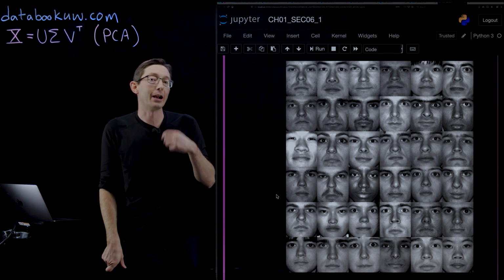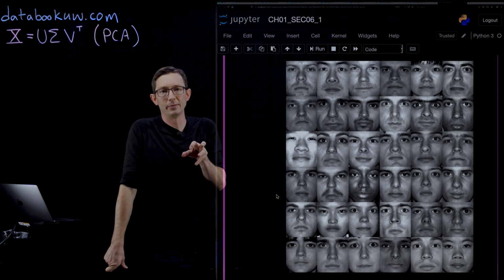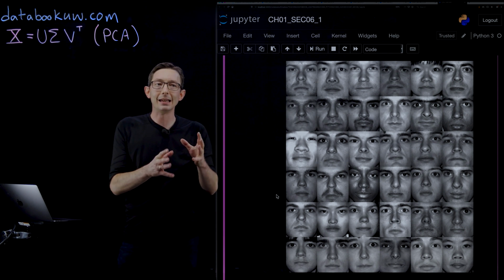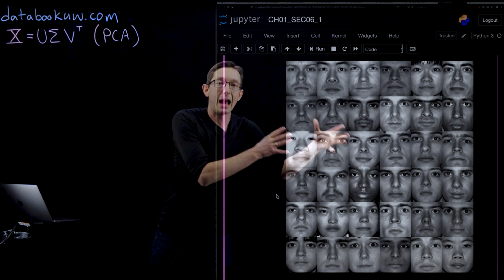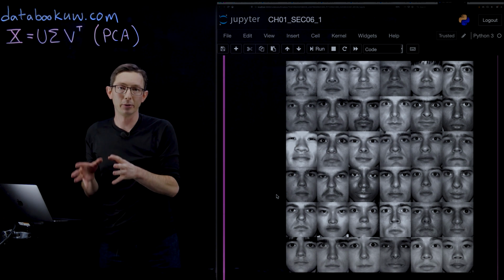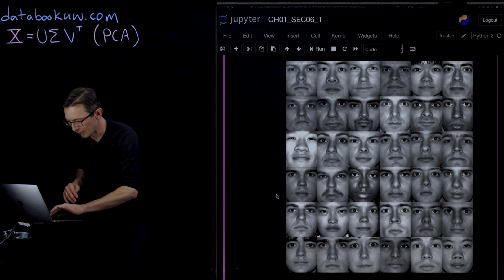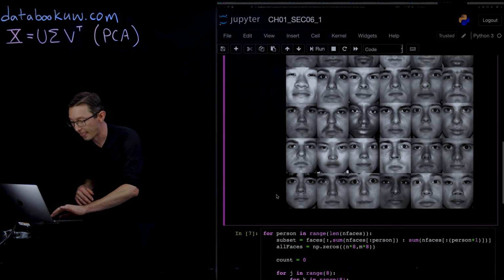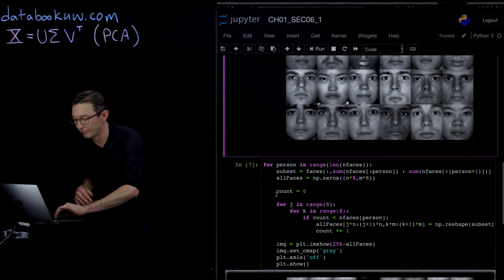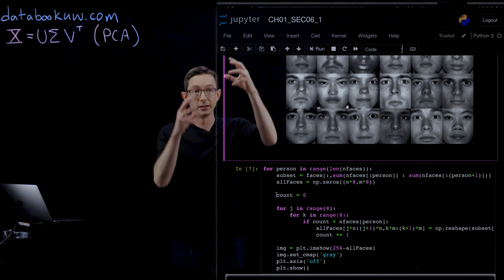And remember, I told you there were actually 38 faces. We're going to hold out two of those people, and we're going to see how good the basis that is derived from these 36 people is in predicting those next two people. Okay, good. So these are all of the individuals. And remember, for each individual, we actually have 64 pictures at different lighting conditions.